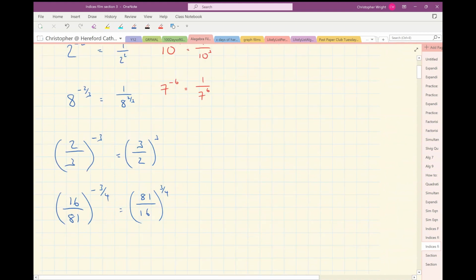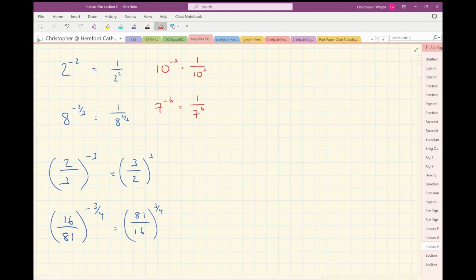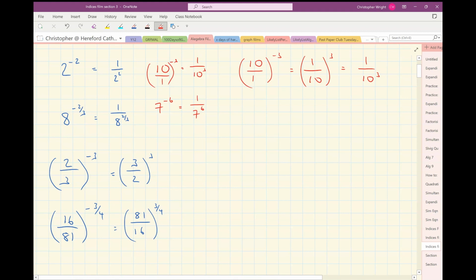Now, in fact, we're doing the same thing, because if I look at this 10 to the power of minus 3 example, well, 10 to the power of minus 3 is the same as 10 over 1 to the power of minus 3. And if I take the reciprocal of 10 over 1, I get 1 over 10 to the power of 3, which is just 1 over 10 cubed. So if you think about this whole number as being a fraction over 1, you're still taking the reciprocal of that fraction. Similarly, 7 to the power of minus 6 is 7 over 1 to the power of minus 6, so it becomes 1 over 7 to the power of 6. So what we do to deal with the negative power is we take the reciprocal.